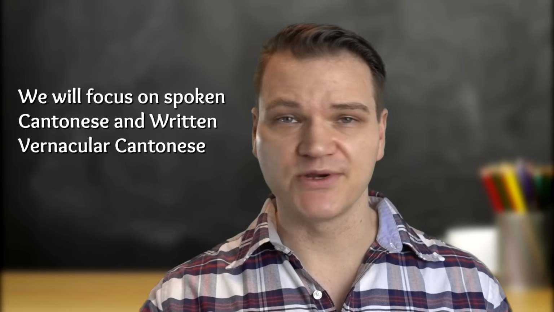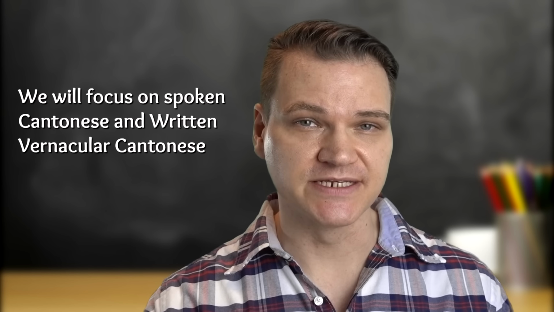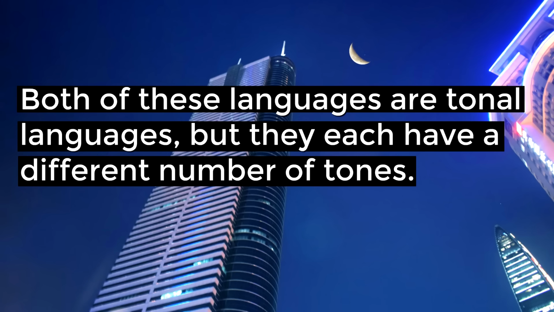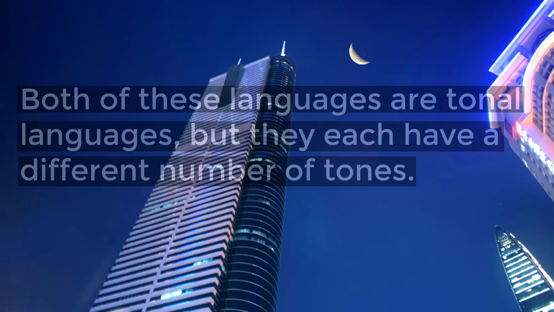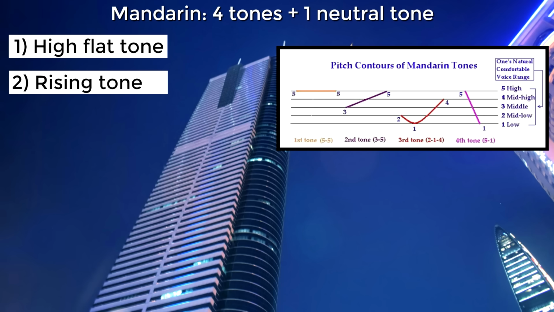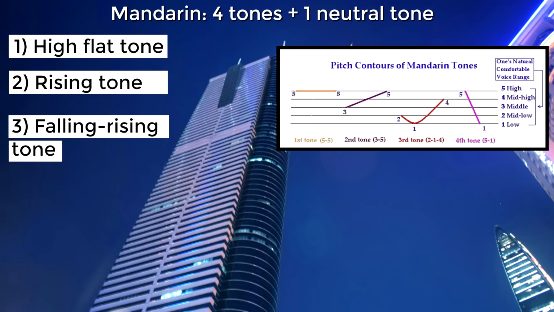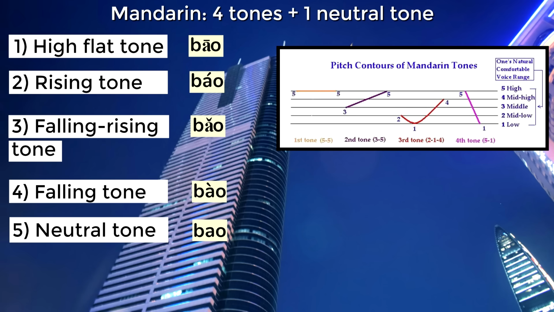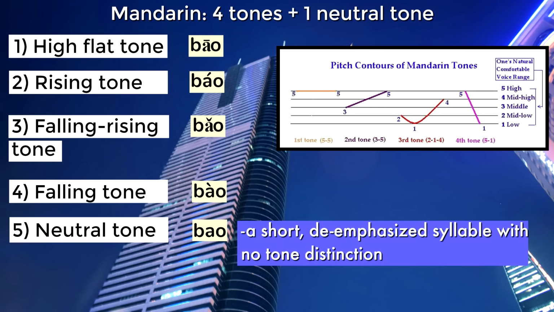The differences we talk about in this video will be based on spoken Cantonese and its written equivalent, written vernacular Cantonese. By far, the largest difference between Mandarin and Cantonese lies in pronunciation. Both of these languages are tonal languages, but they each have a different number of tones. Mandarin has 4 tones, plus 1 neutral tone. There's a high flat tone, a rising tone, a falling rising tone, a falling tone, and the neutral tone. For example, 包薄饱报. The neutral tone is a short de-emphasized syllable which is said with no regard to tone.